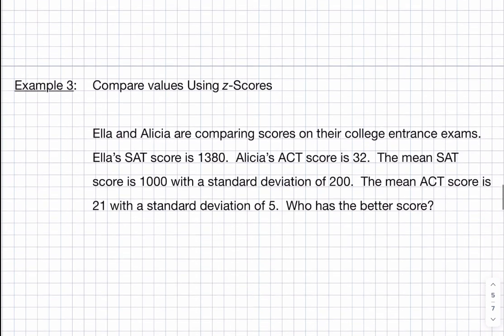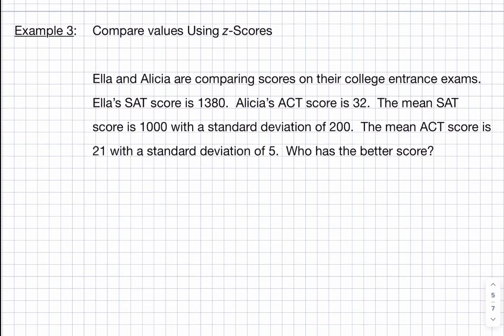Okay, so let's take a look at example 3. Now we're going to take into consideration the z-score. Okay, and z-scores are typically used when we are dealing with values that don't fall nicely within 1, 2, or 3 standard deviations. Okay, so in this example, we have Ella and Alicia, and they're comparing scores on their college entrance exams. So Ella takes the SATs and scores a 1380, and Alicia takes the ACT and scores a 32.